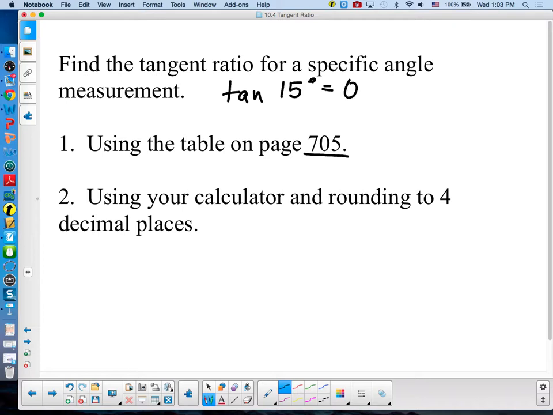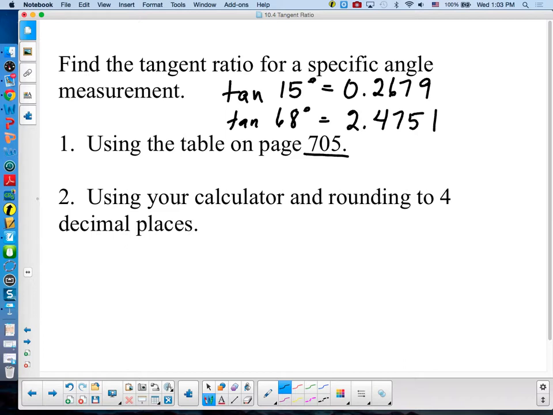Is it 0.2679? Anybody having trouble finding that? Okay, how about tangent of 68 degrees? Find it? 2.4751. Okay, so that, you see how to read the table? Now you noticed I was using a calculator.